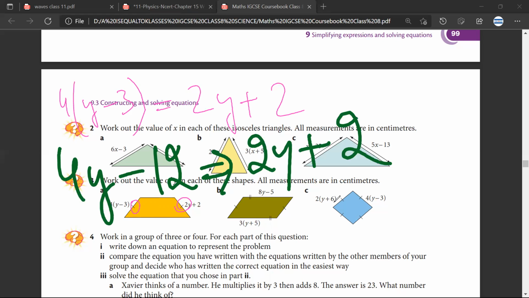So 4y will go to the right hand side and plus 2. And why do you want to take the 4y to the right hand side? So we can take 2y here. Yes, sir. Mr. Sarthak, have you understood? Yes. See, I want to keep my y positive. That is what I'm trying to tell you.